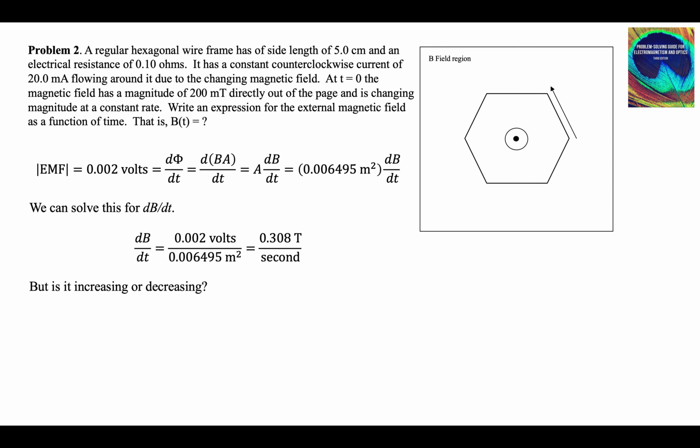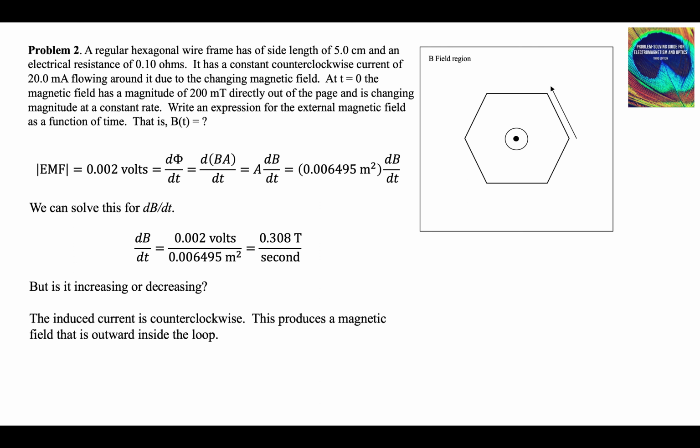But is it increasing or decreasing? If you look at the direction of the current in this part of the hexagon, we can put our thumb of our right hand in the direction of the current and curl our fingers around. Inside the hexagon, it's coming out of the page. If it's adding, the field must be decreasing. So we know the magnetic field is shrinking.